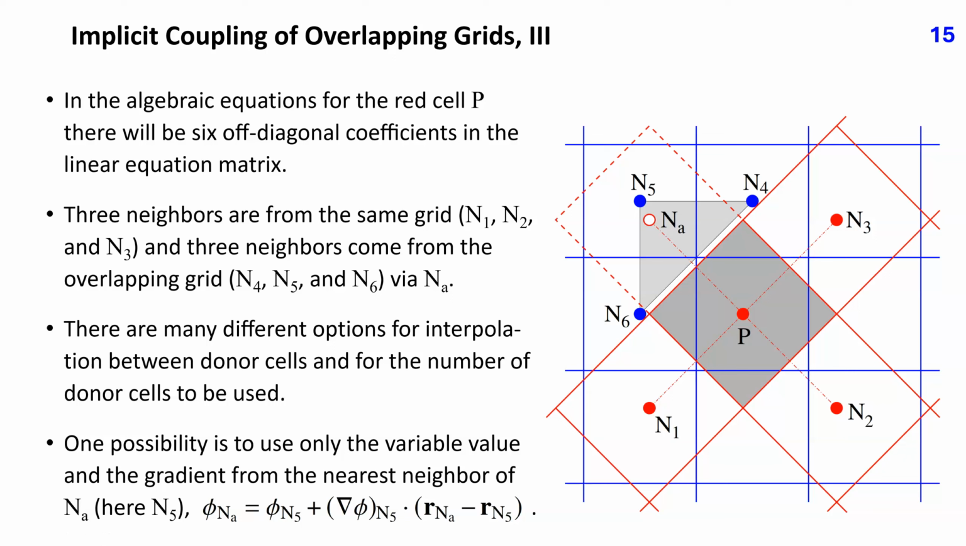There are many different options for interpolation between donor cells and for the number of donor cells to be used. In addition to the linear shape function outlined in the preceding slide, one can also use only the variable value and the gradient from the nearest neighbor of NA. Here it would be N5, as given by this expression. Phi NA is equal to phi N5 plus gradient of phi at N5 times vector distance from N5 to NA. Higher order interpolation functions can also be used. There are many possibilities to choose from.